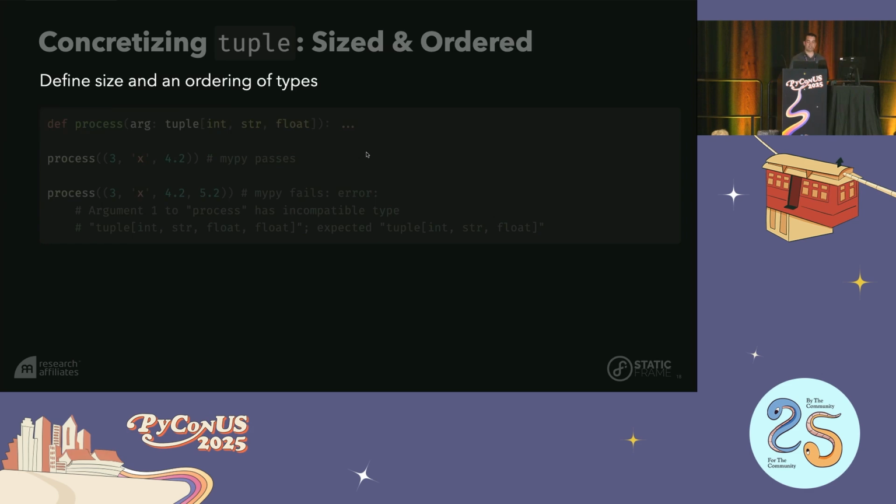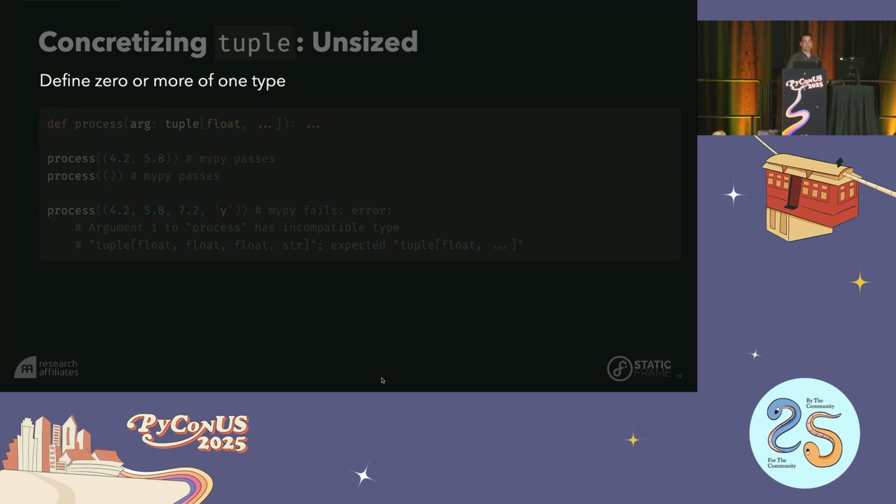Okay, so let's look at some examples and how MyPy will evaluate these. If we just want to define an interface here, I have a function called process, and it's going to take a tuple that I've made concrete by specifying I want it to be of length 3, and I want it to have an integer, a string, and a float. So if I give such a tuple to this function, MyPy says that's great. However, if I give a tuple with an additional float, MyPy is going to fail and say this is an incompatible type.